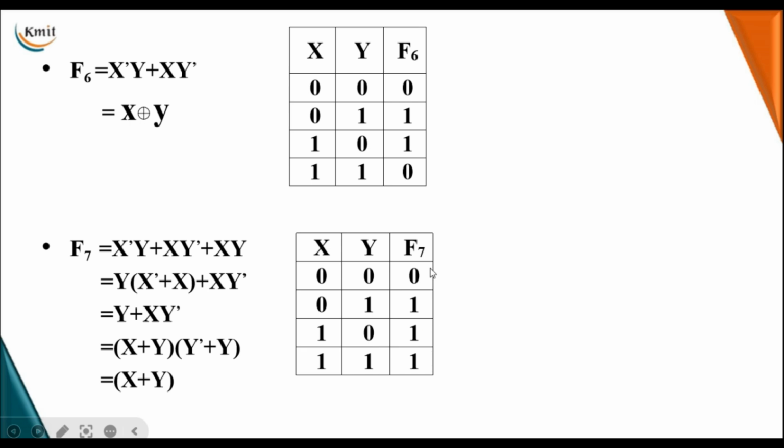Now F7 is 0, 1, 1. Here we observe three functional values of 1, for the combinations 0 1, 1 0 and 1 1. If we write that as product terms, we get x bar y OR xy bar OR xy. Now from the first and the third product term, take y as common, then here x bar OR x, OR xy bar.